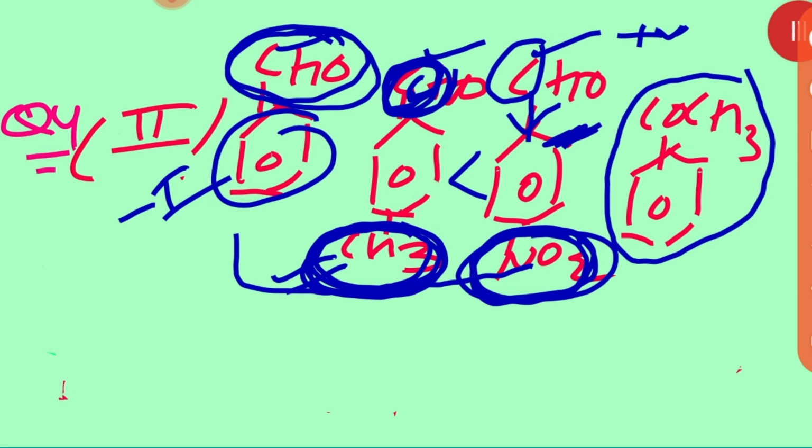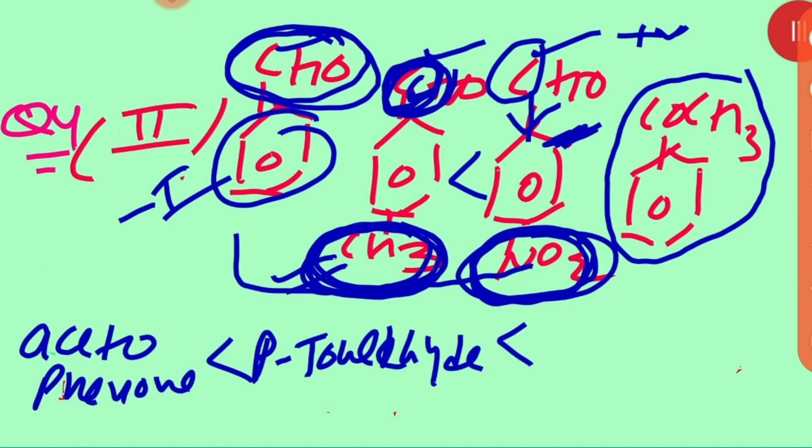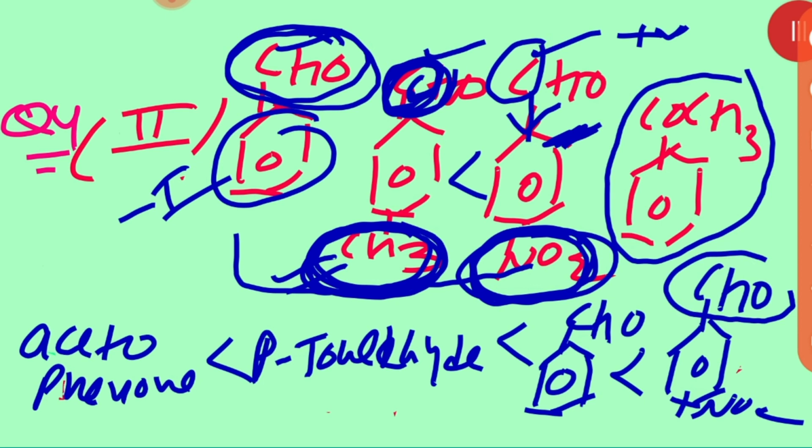So the least will be acetophenone. Why? Because it contains a keto group. Second will be para-tolualdehyde. Why? It contains a CH3 group, which is electron releasing, increases the electron density on carbon, and nucleophile attack becomes difficult. Then benzaldehyde, because the ring acts with a minus I effect. Then para-nitrobenzaldehyde, where CHO and NO2, the best electron withdrawing group, decrease the electron density on carbon, and nucleophile attack becomes easy.